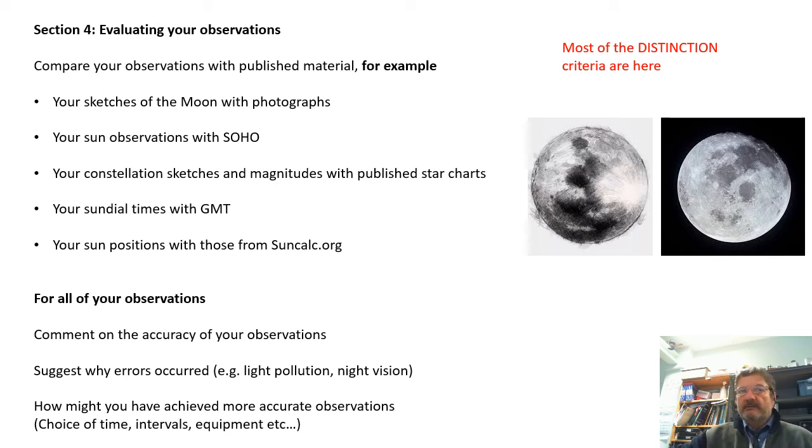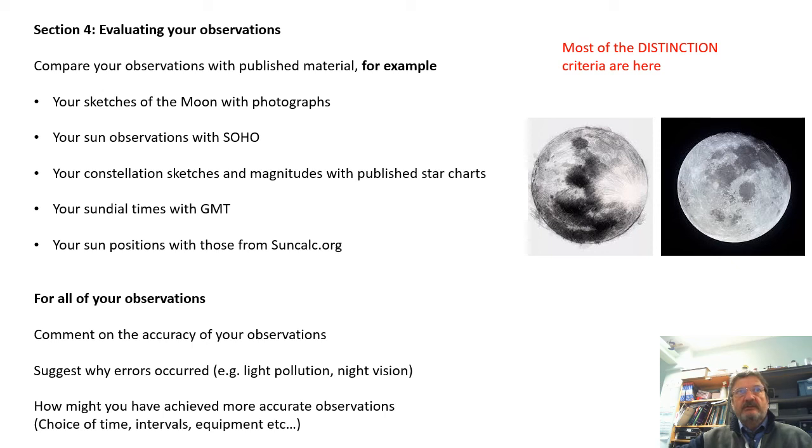You might want to talk about something called the shadow terminator. Look it up. How do your sun observations compare with the photographs taken by SOHO? Your constellation sketches, how are they different to, if you look on Wikipedia and you type in the name of a constellation, you'll get a little star chart of that constellation, and it will tell you the magnitudes of a lot of the stars in the constellation. You can compare your magnitudes with those.